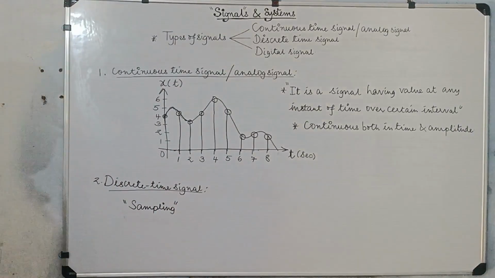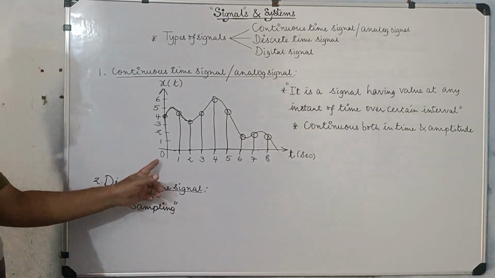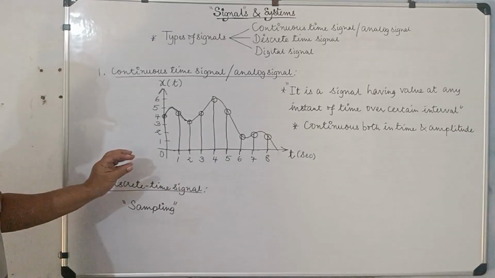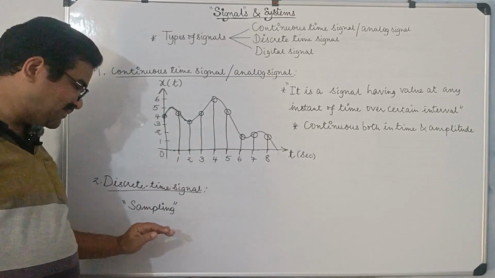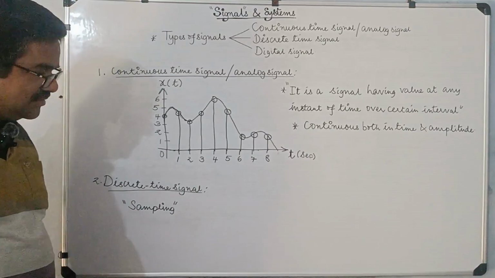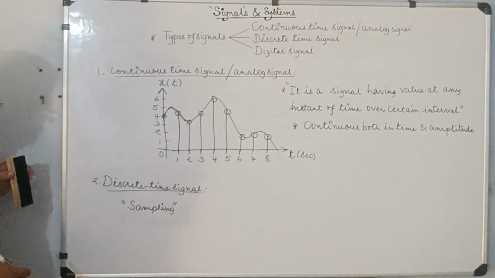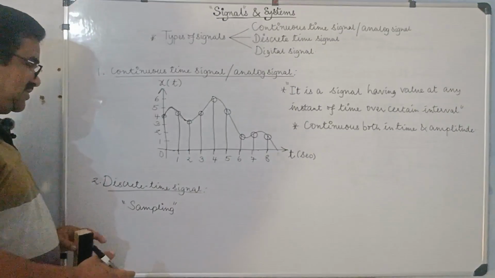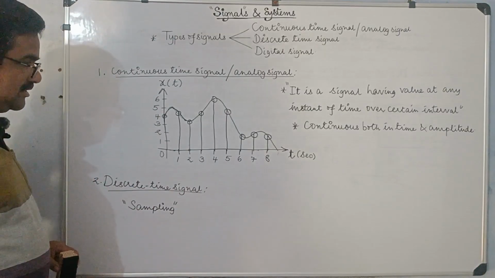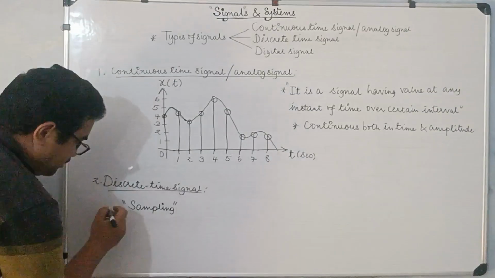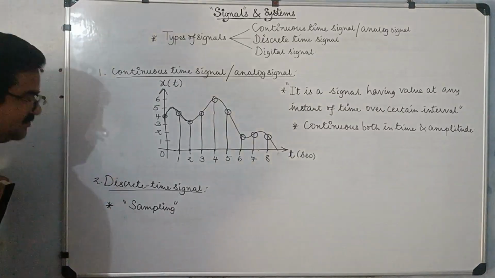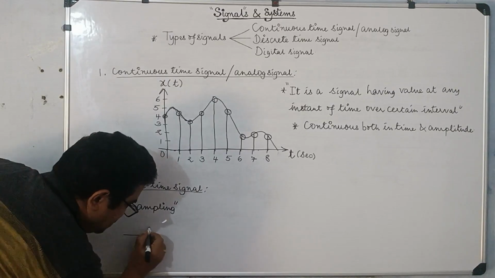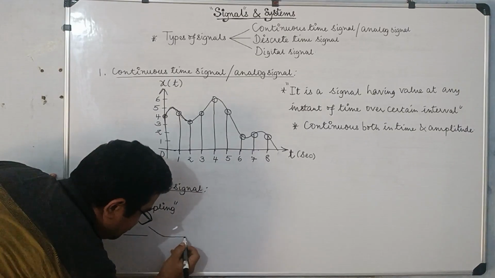Okay, so sampling means making the time discrete. That means taking the signal value only at discrete instances of time is known as sampling. Okay, so during sampling I am getting the samples of the signal. So this set of samples together is known as a discrete time signal. Okay, so how do we sample it? So we sample it by means of a switch. Let us say I have some electronic switch.